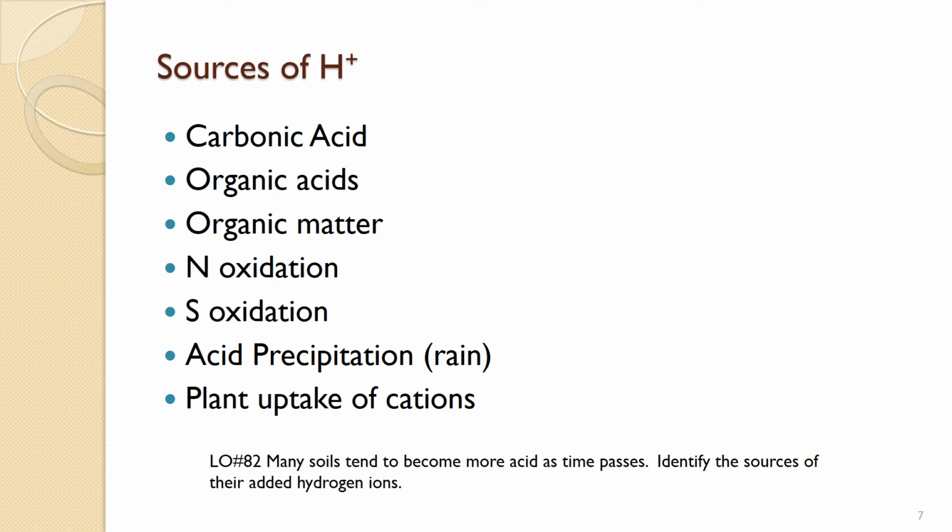Carbonic acid, organic acids, organic matter, nitrogen oxidation, sulfur oxidation, acid precipitation in the form of rain, and the plant uptake of cations. What's interesting about the plant uptake of cations is that in order for a cation to cross the membrane into a plant, like a plant root, it actually has to have some carriers, and it ends up acidifying the rhizosphere. So very interesting, well, we'll talk about that later. So I'm going to stop there. But anyways, plant uptake of cations, very exciting.